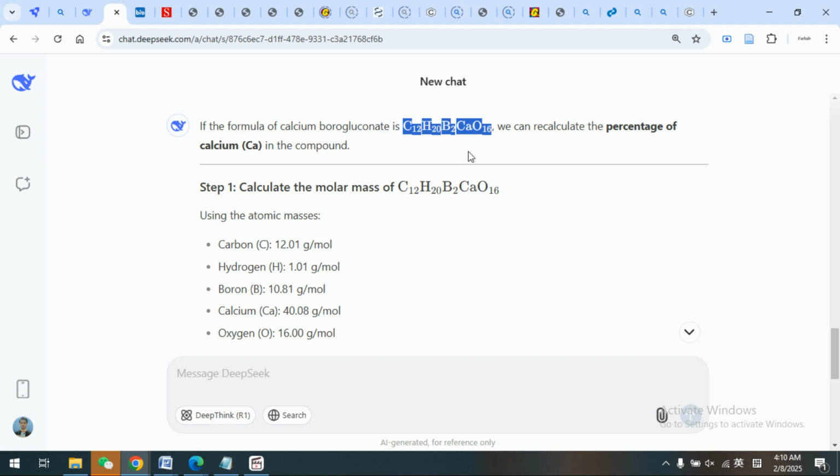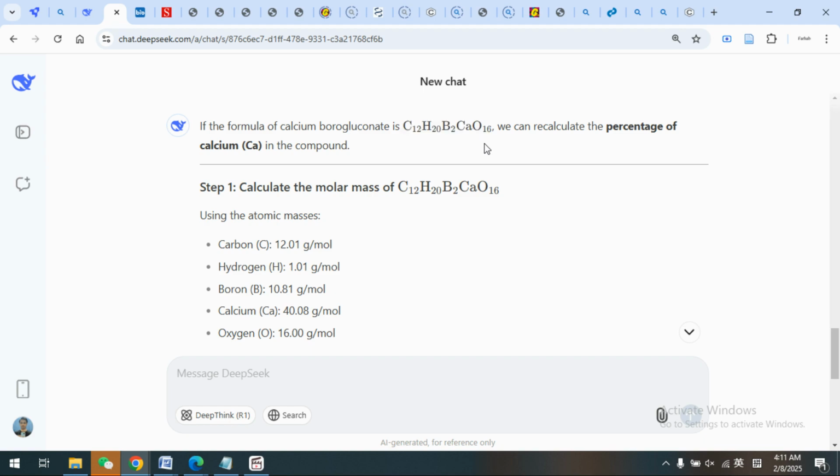And how will we calculate how much calcium is in it? We will divide the atomic mass of calcium by the molecular mass of calcium borogluconate and multiply by 100, and we will know how much calcium is in that compound. You know that the atomic weight of calcium is 40, and there is only one atom in this molecule. So we will divide 40 by the molecular mass and multiply by 100. So what is the molecular mass of that compound?